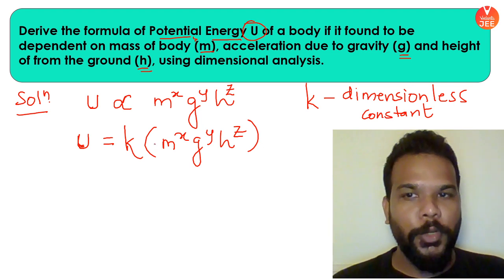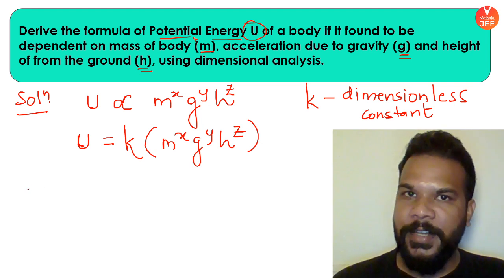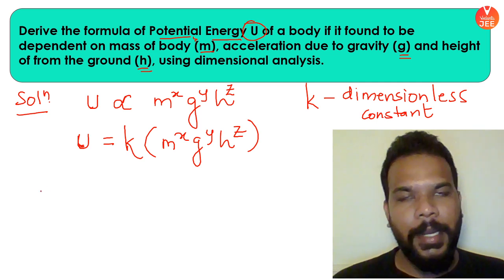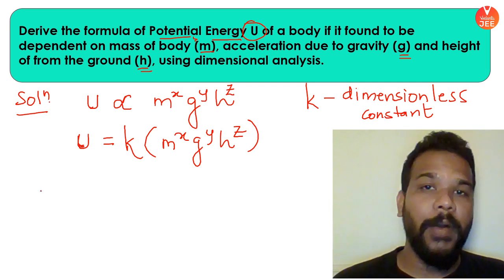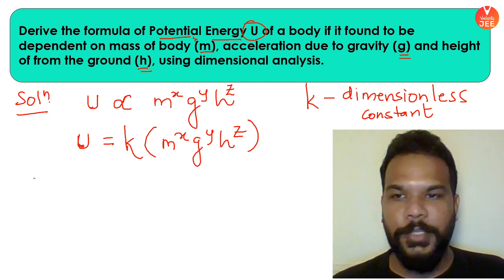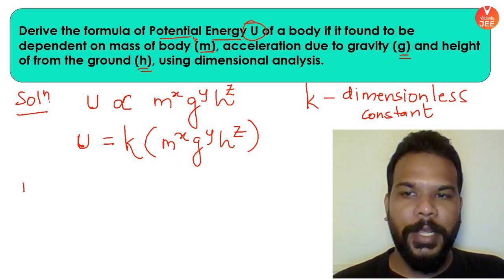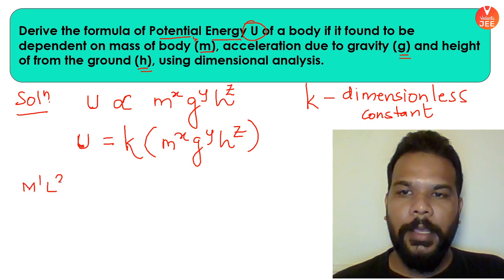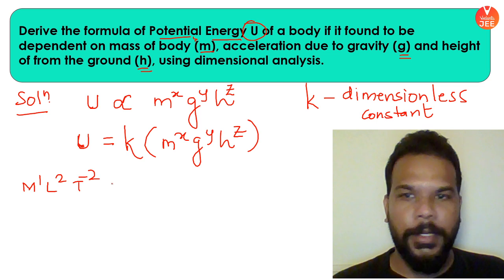Okay, guys. So what I'm going to do now, I'm going to write the dimensions of the left hand side. I'm going to equate them to the right hand side, and then we'll compare the coefficients, or you can say the powers of M, G, and H here, or M, L, and T eventually. Okay. So the dimensions of potential energy is M1, L2, T minus 2, and I know that you all remember them now.